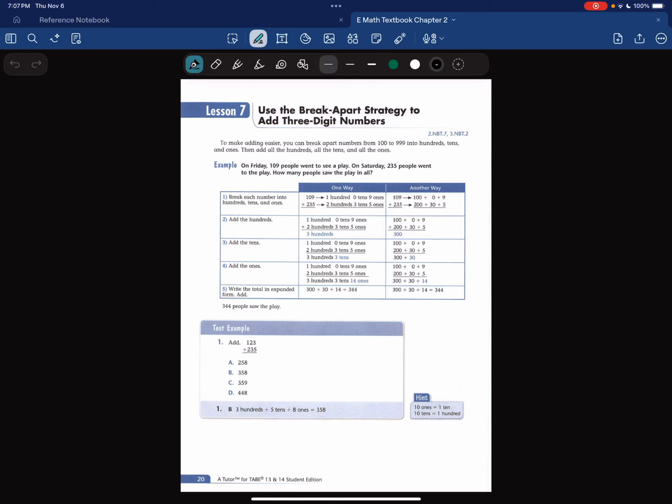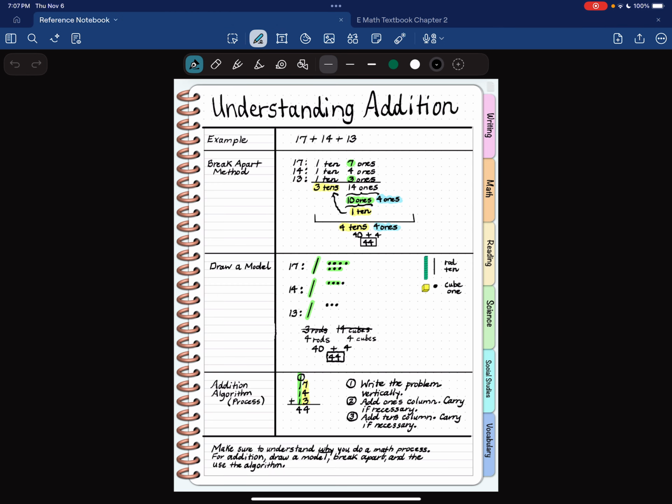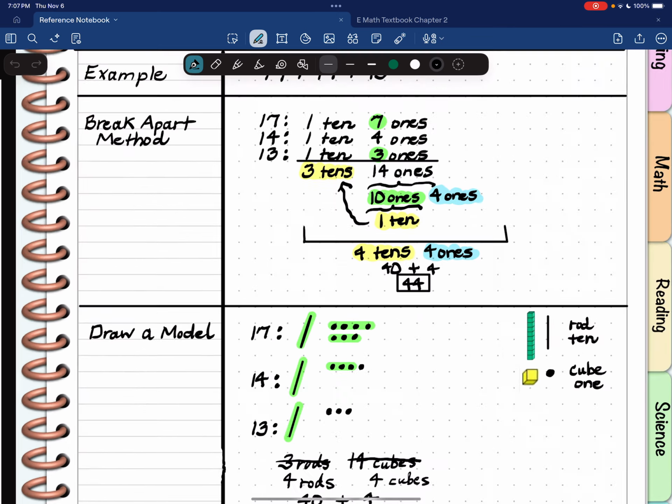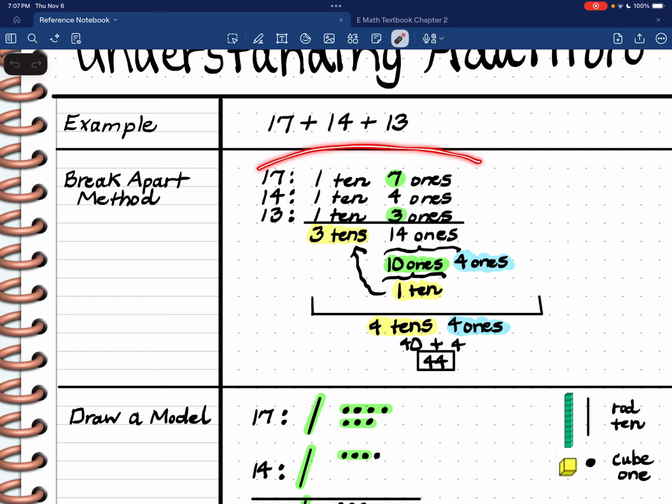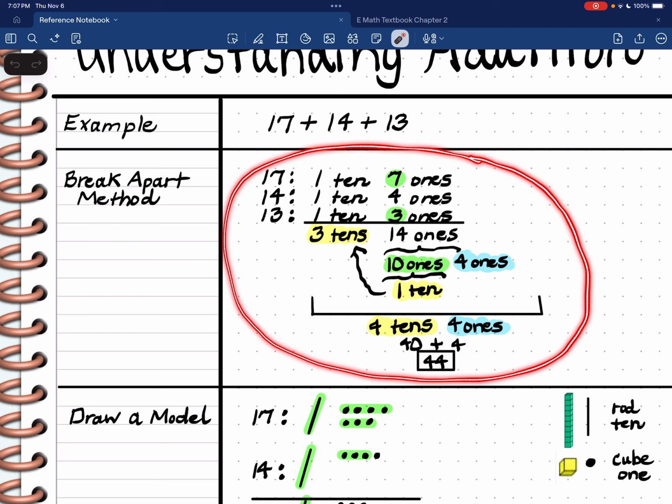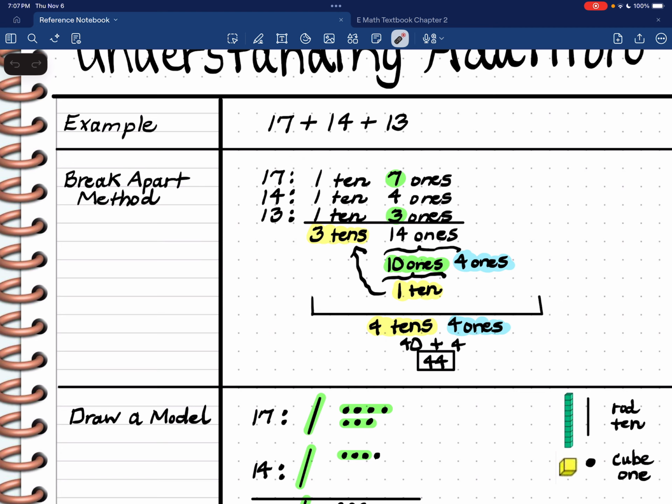For this video, I'm on page 20 of the textbook, and we are still adding numbers. This time we're going to be adding 3-digit numbers, and they want us to use the break apart strategy to do this. Just to remind you what that is, in your reference notebook, we talked about the break apart method or the break apart strategy, and that's what we're going to be using in this video. So we'll be using this particular method to do addition.